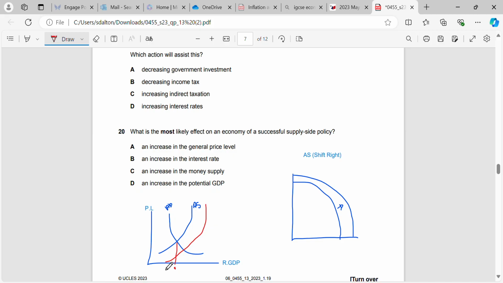However, if AS shifts to the right, we have more potential to move further along this line, which means that we have a potential to increase our GDP, because it's shown in the horizontal axis as GDP.